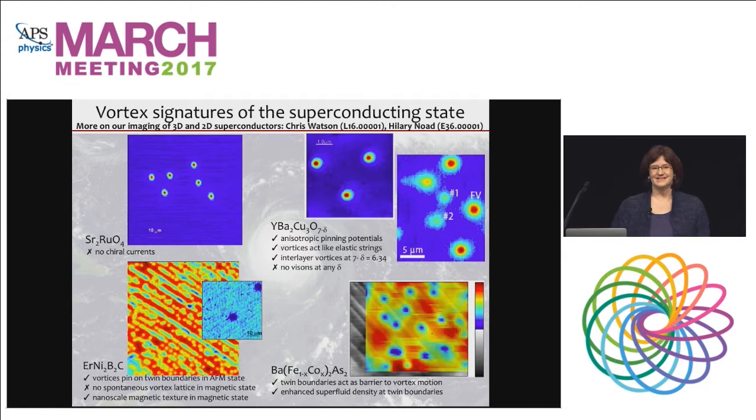But I want to point out that there were talks earlier this week by my students Chris Watson and Hilary Noad saying more about what you can learn by doing imaging of 2-dimensional and 3-dimensional superconductors.